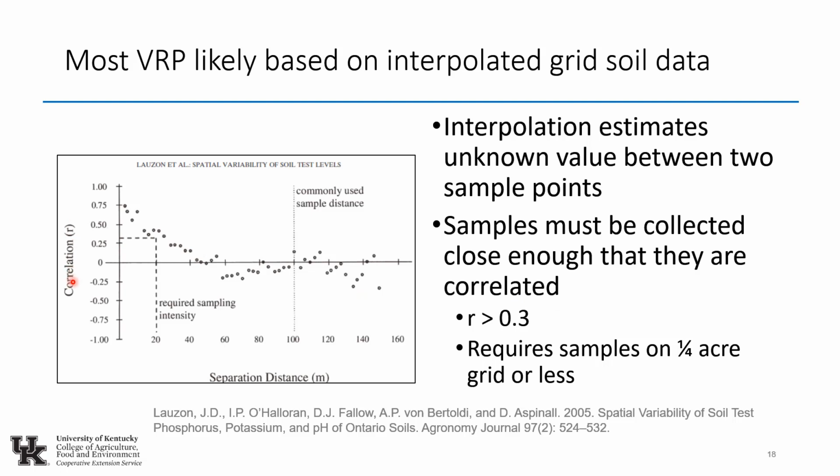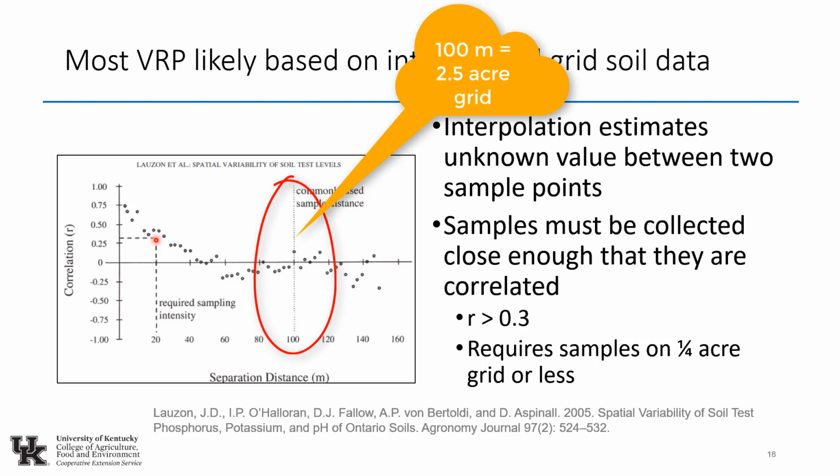And what they found was that on average, when they looked at a lot of fields, to get to the R value of 0.3, the separation distance required was 30 meters, which is a quarter acre. Separation distance is the distance between 2 points that are actually sampled. So if you have been sampling coarser than a quarter acre, so 1 acre, 2 acre, 2.5 acre grids, then you can't interpolate. The interpolated map has very little meaning.